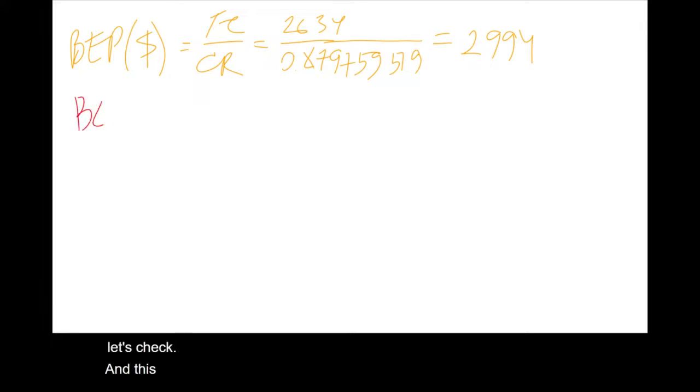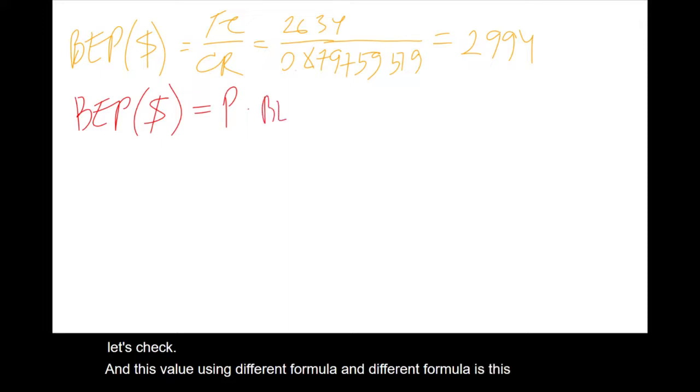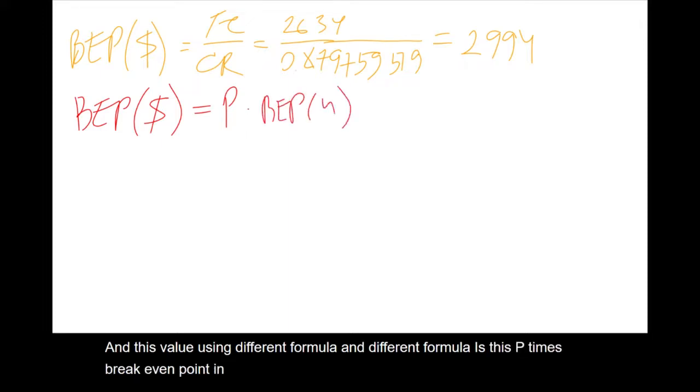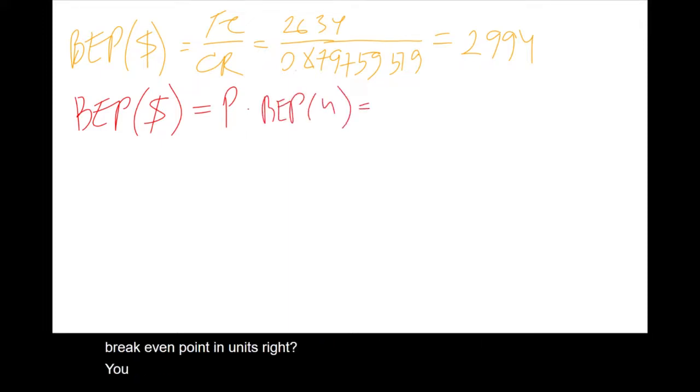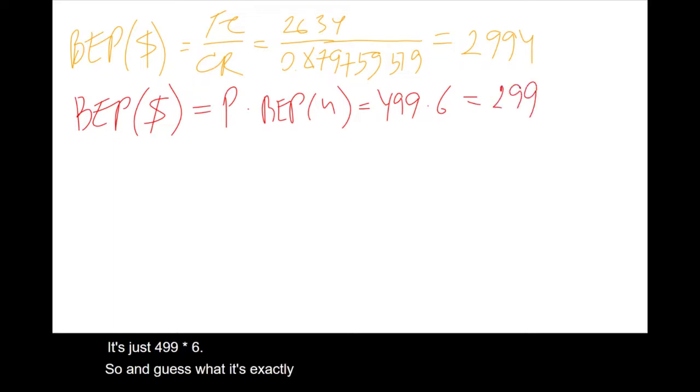Let's check this value using a different formula. The different formula is P times break-even point in units, right? You don't have to round anything here. That's just 499 times 6. And guess what? It's exactly the same value. So we did good with the contribution rate formula.